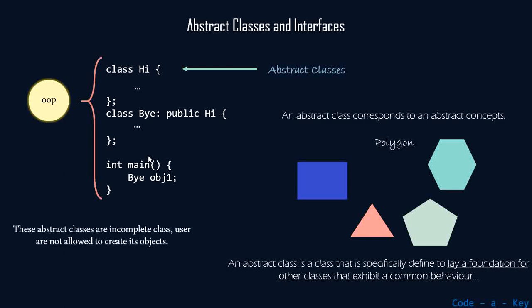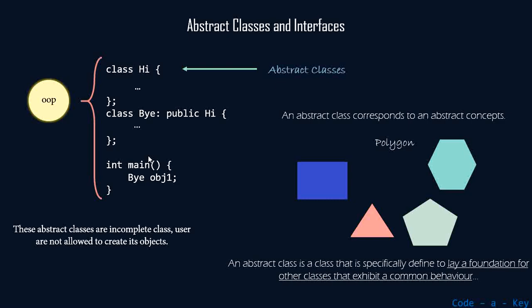Now, these abstract classes are incomplete classes. The abstract class is an incomplete class, and users are not allowed to create its object. Because if you try to create an object of an abstract class, like if you try to call polygon, it's going to give you an error because it's not having anything. We will see what exactly error we will get. So for such a class, programmers must derive from it keeping in mind that they would only be either using it or overriding the features of it.